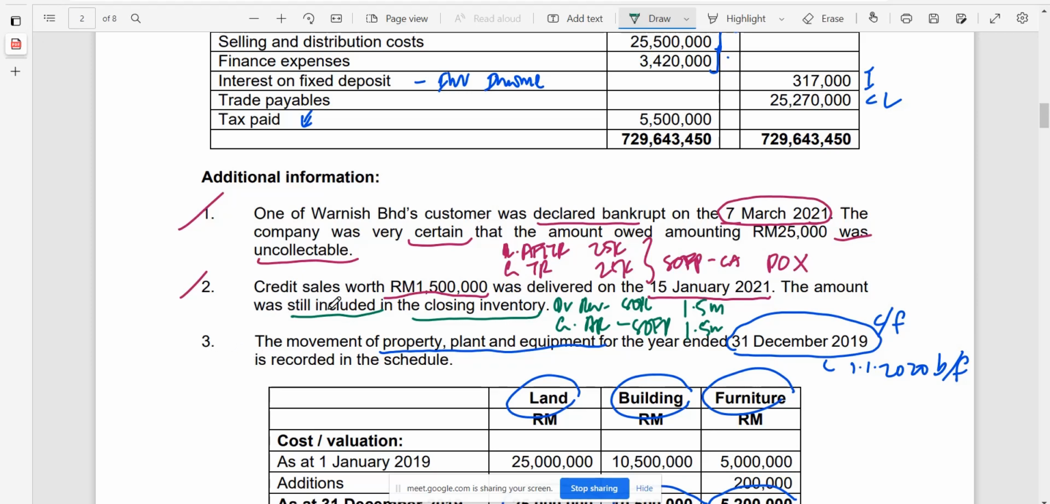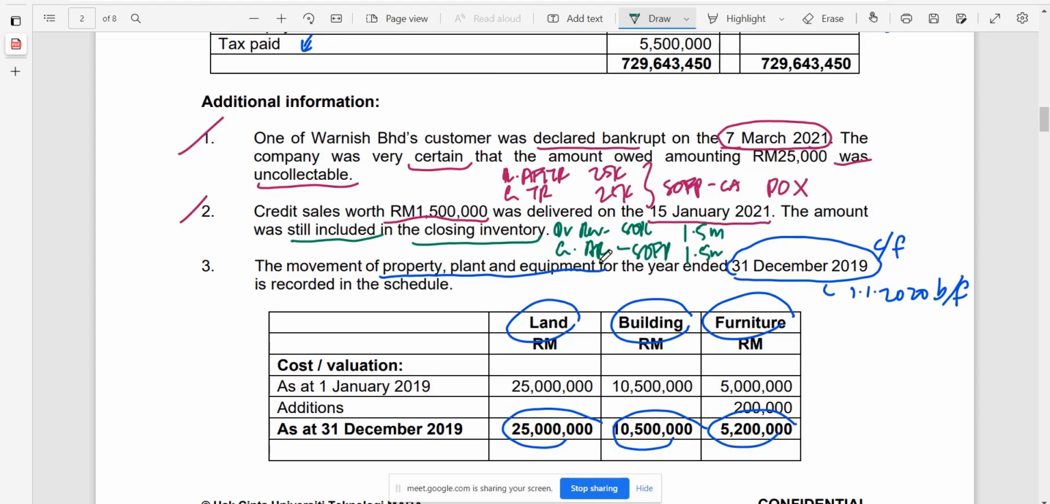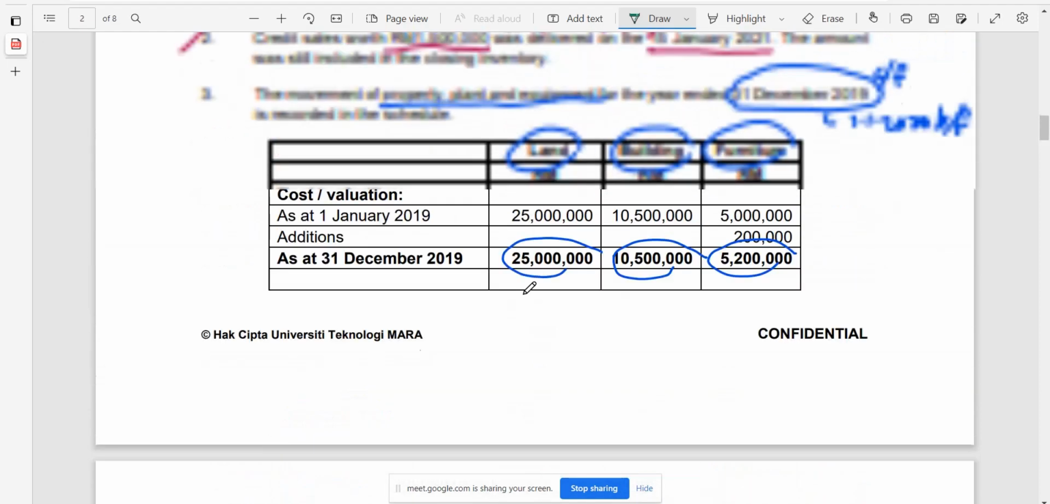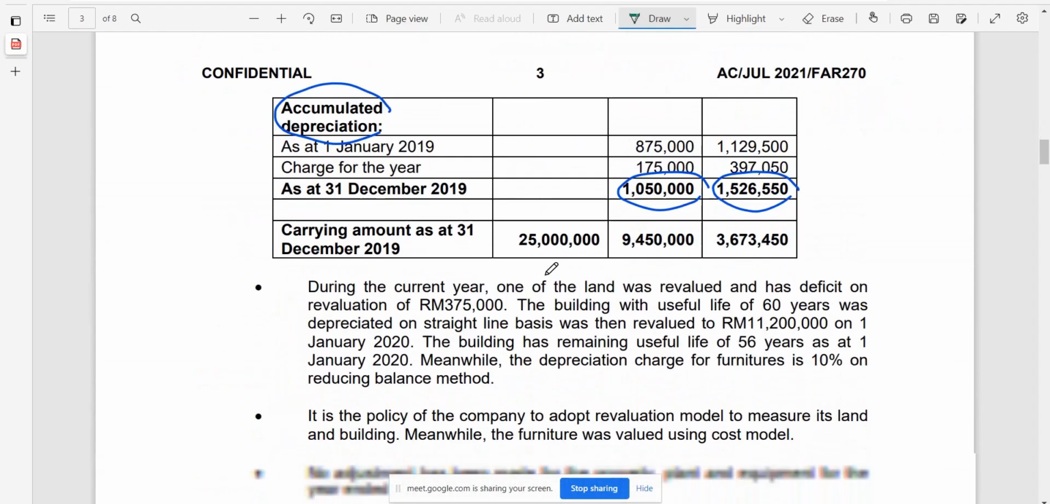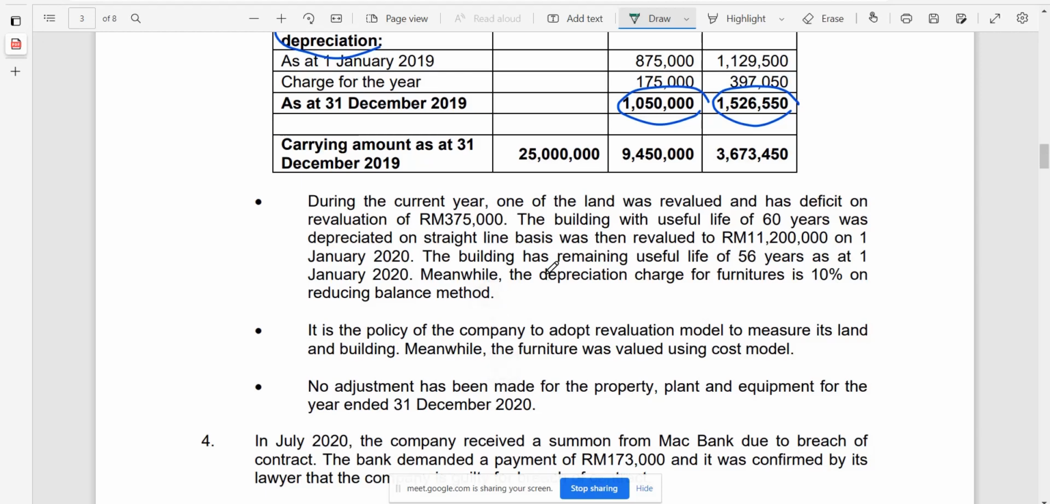So you don't have to adjust the inventory. You just need to adjust the revenue and the accounts receivable. Now we go to number 3. For number 3, there are a few items. I am going to label them as A, B, and C. This is A, this is B, and this is C.